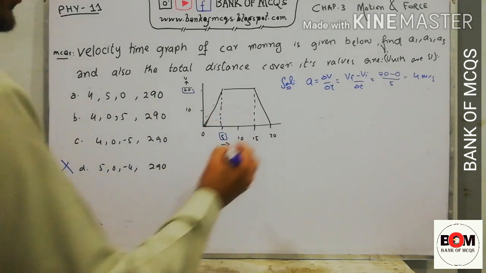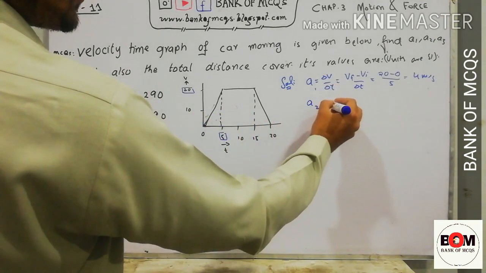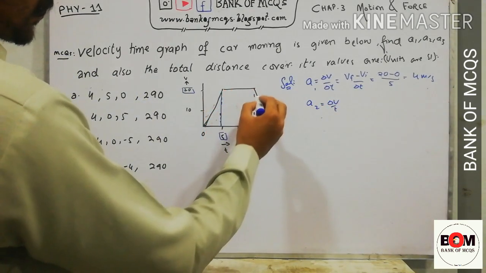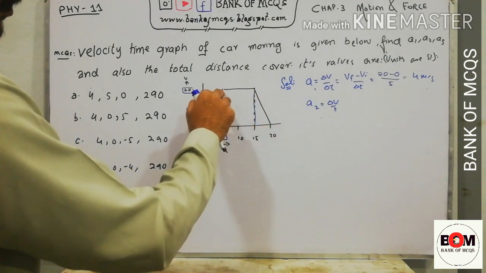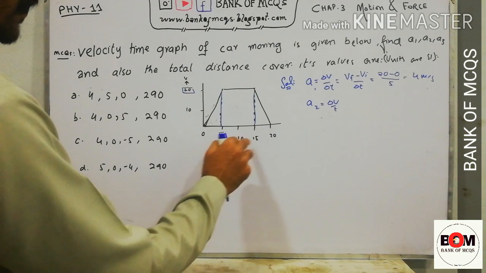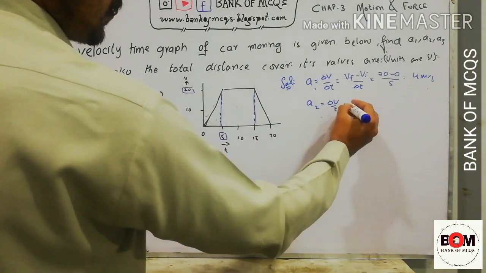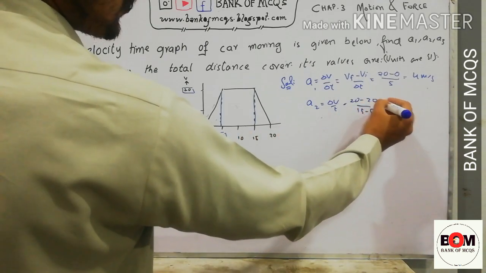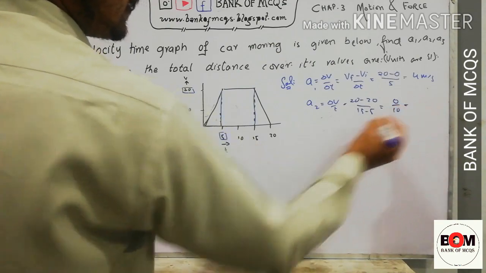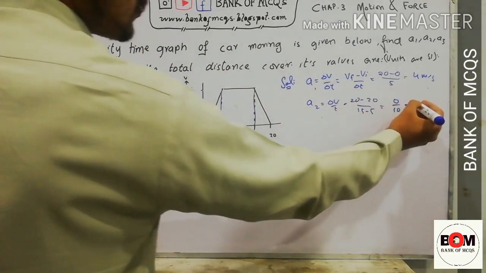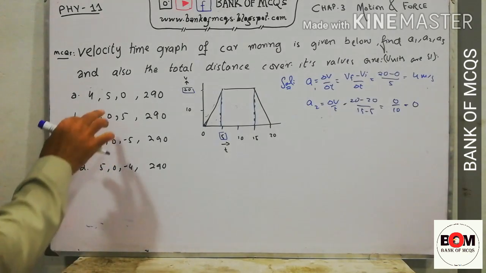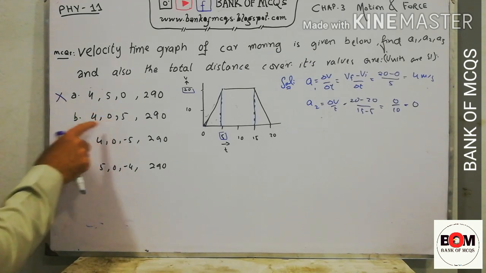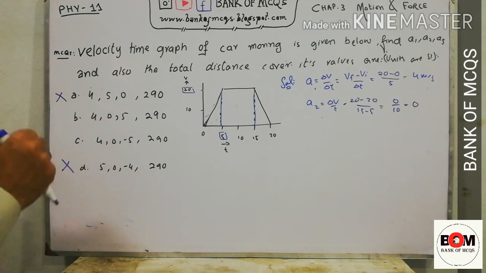The next is to find a2. a2 is delta v divided by delta t. For this portion, the initial velocity was 20, the final was 20, and the time was from 5 to 15. So it is 20 minus 20 divided by 15 minus 5, which is 0 divided by 10, equal to 0. So acceleration is 0, and that option is right. Now which one of options B and C is correct.